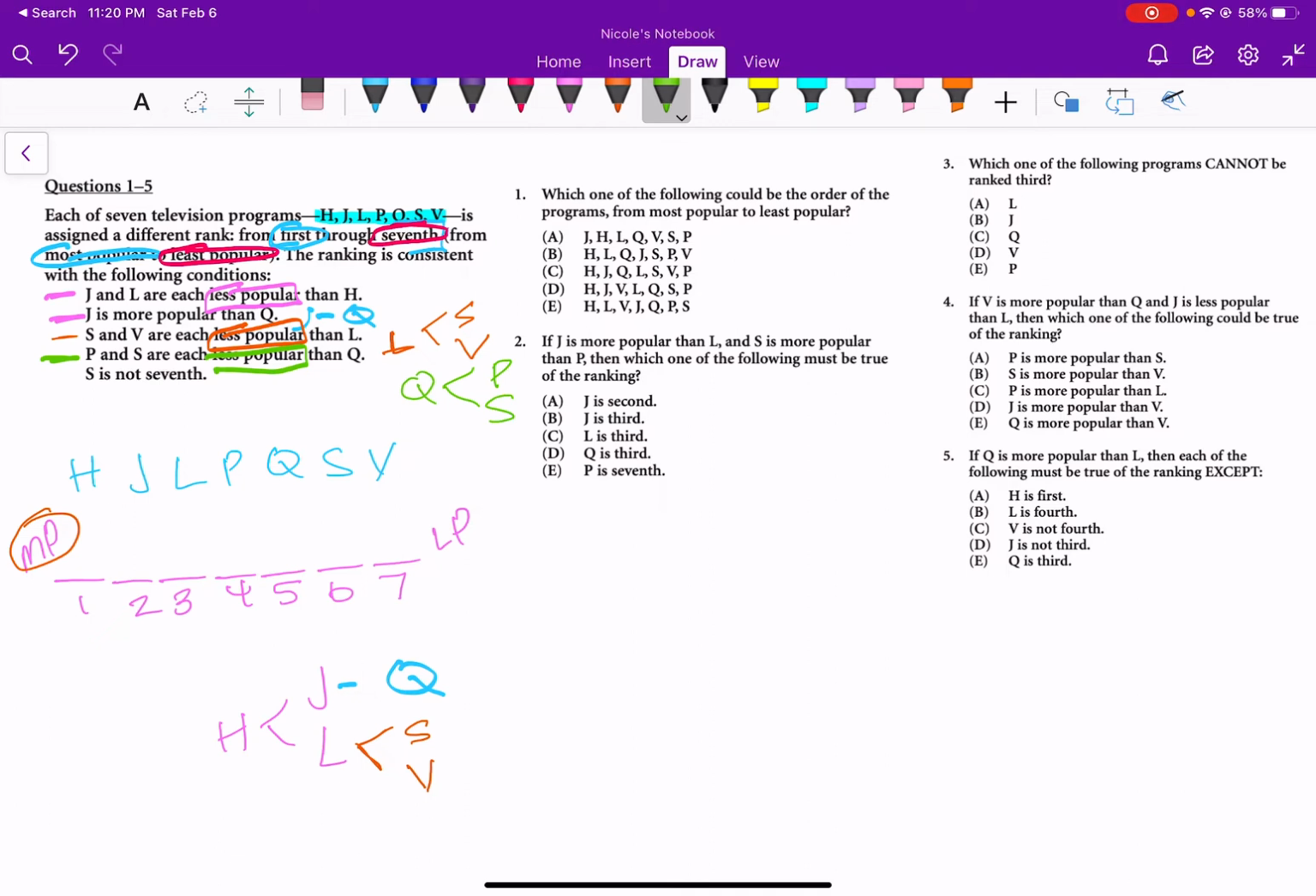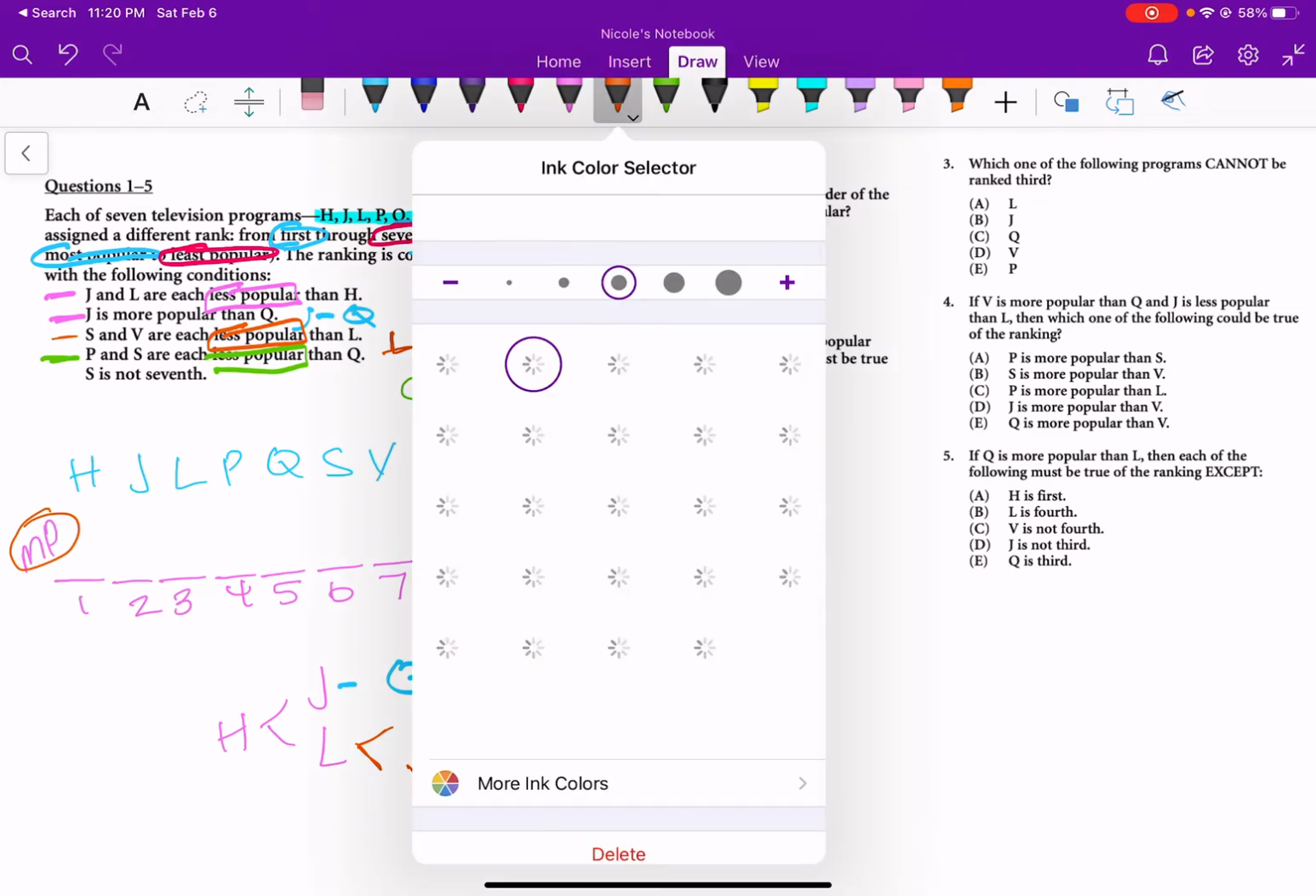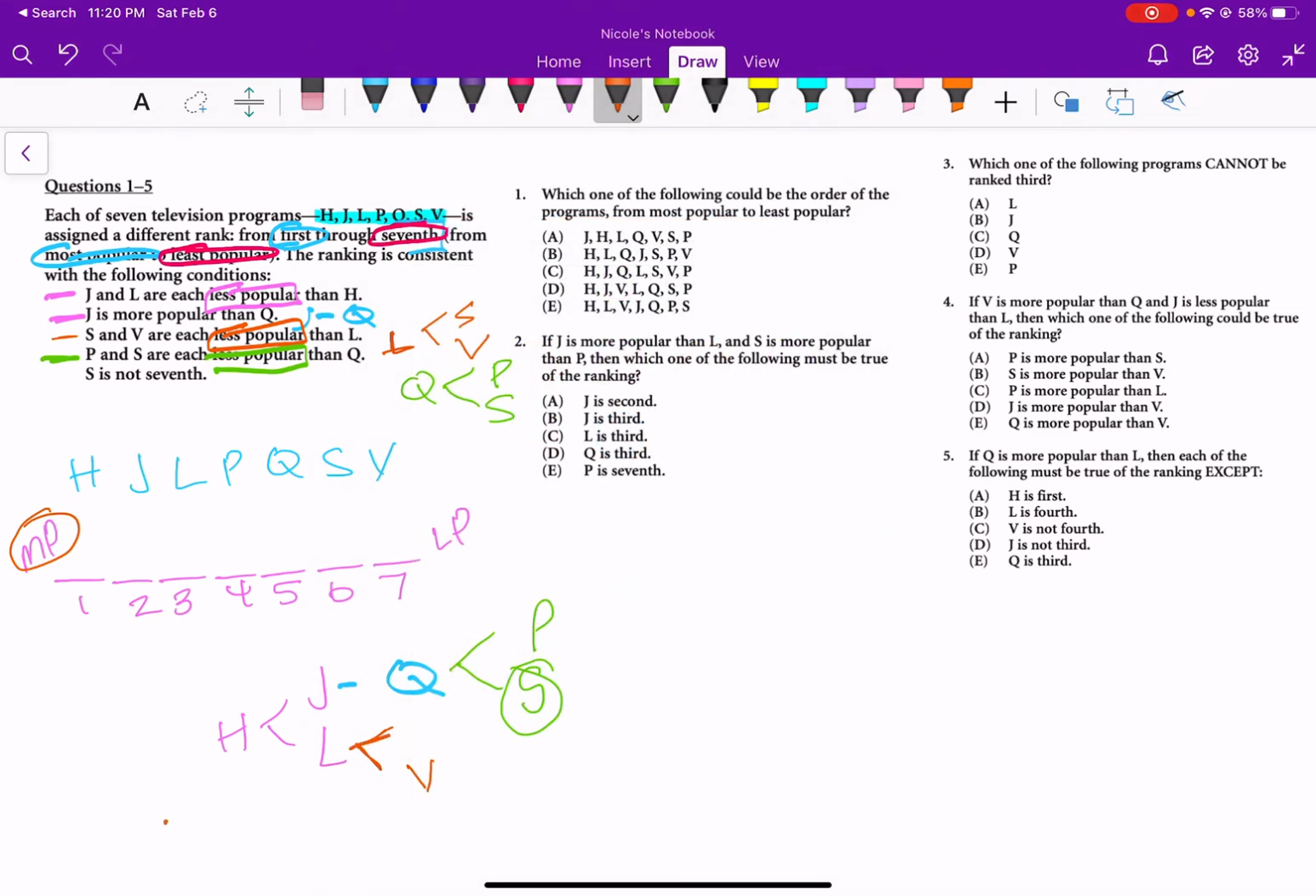Okay, so this is where it gets a little bit tricky because I have a Q here. And so I need to say Q is more popular than P and S. But now I have 2 S's, which is okay. I just need to remember that they're the same. So I'm going to erase that first S and just say L is still more popular than S here too. And I'm going to erase this and just put my V back here. Cool. And now rule number 5.